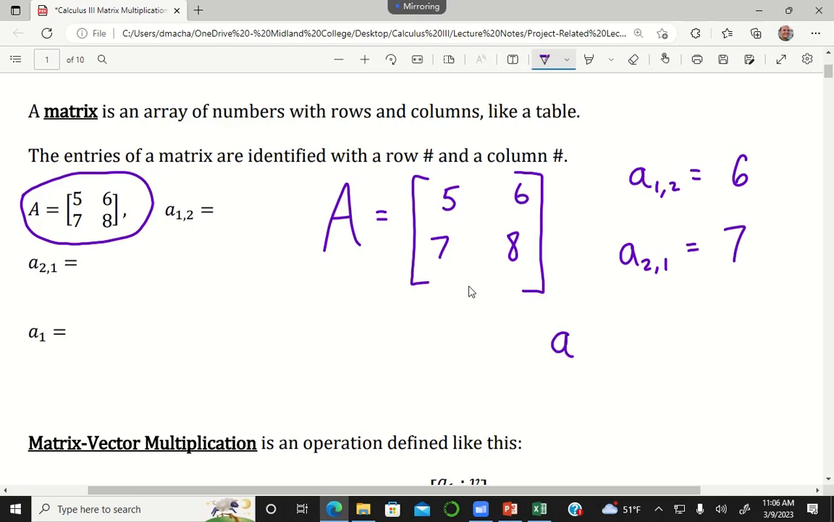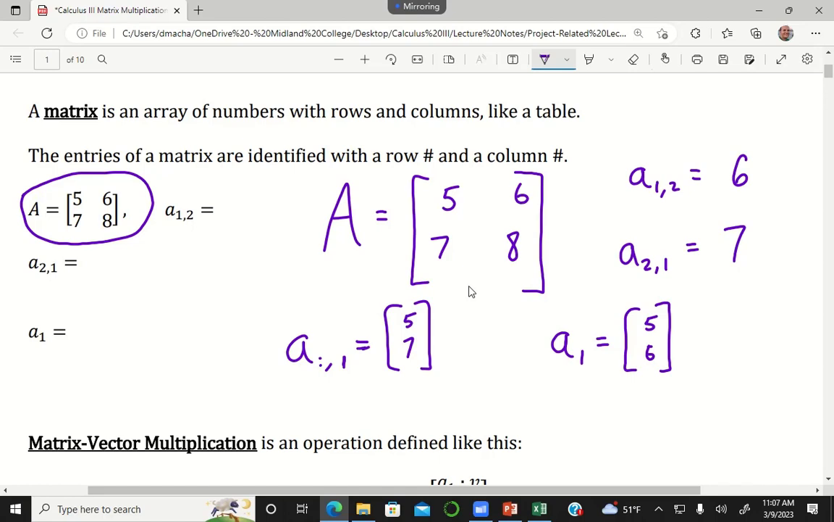If I write something like a with subscript 1, that's telling me, give me the vector of all the entries in row 1. So a subscript 1 is going to be the vector 5, 6. If instead I gave you this notation, where I have a little colon in the subscript, comma 1, this is saying, give me a vector that contains all of the rows, but only in column 1. And so this would be the vector 5, 7.